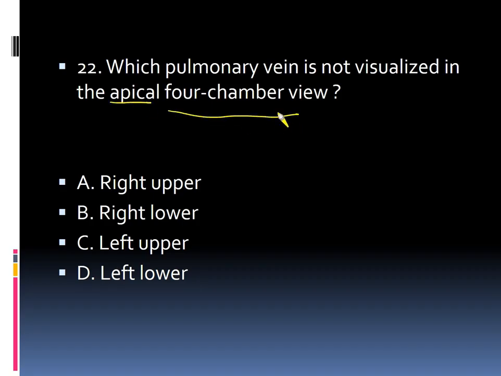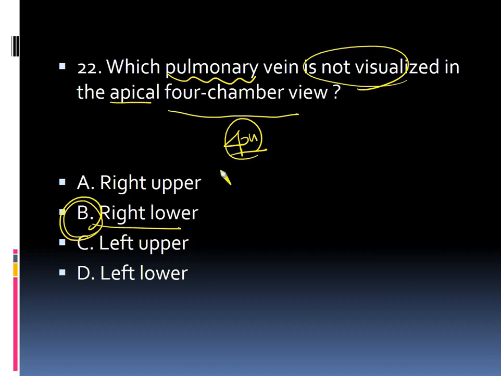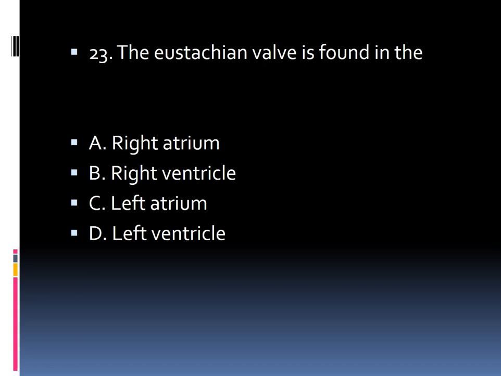This question is asking about why the pulmonary veins are not clearly visible in the apical four-chamber view. There are a total of 4 pulmonary veins. Among these, the right lower pulmonary vein is typically not well visualized in this view. Rather than giving a separate explanation, it would be best to simply memorize this information and review the content. Let's move on to the next question.